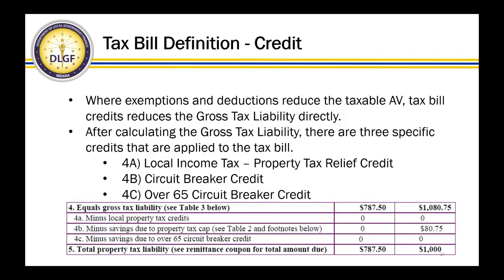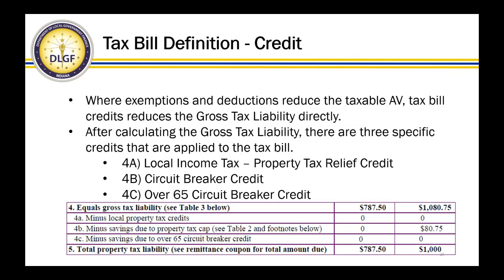Where exemptions and deductions reduce the amount of taxable assessed value, when we start talking about credits, we're talking about reducing the gross tax liability directly. So on your tax bill, there are three specific types of credits that are applied, and they're applied in this order: local income tax for property tax relief, then the circuit breaker, and then the over 65 circuit breaker.